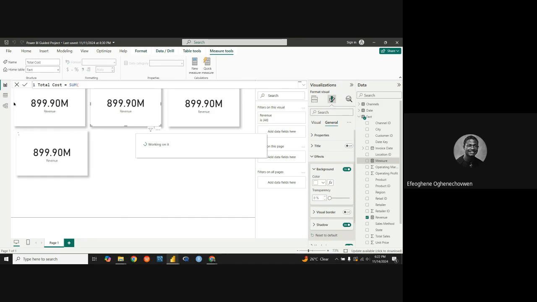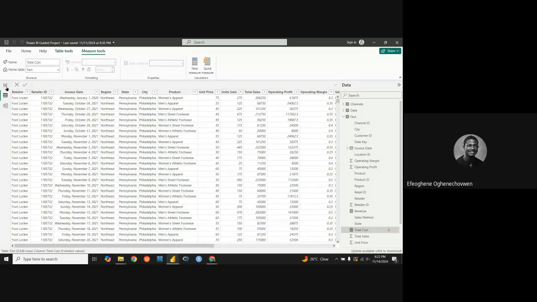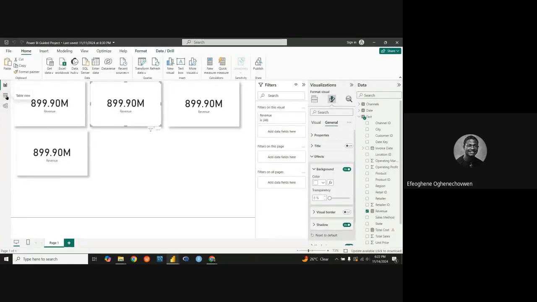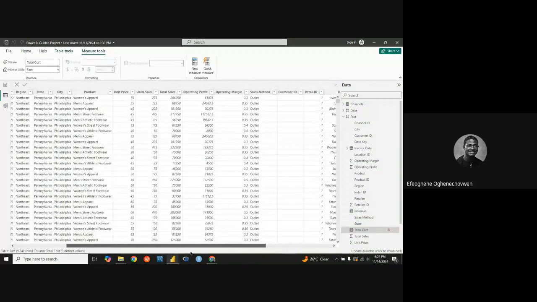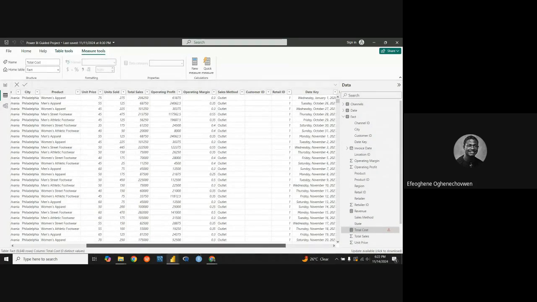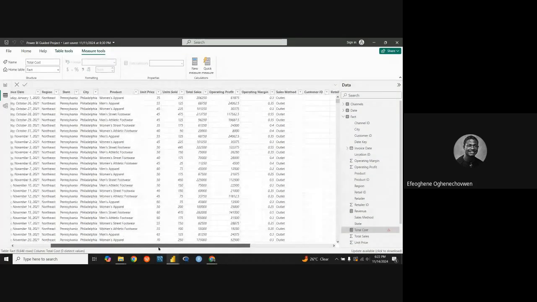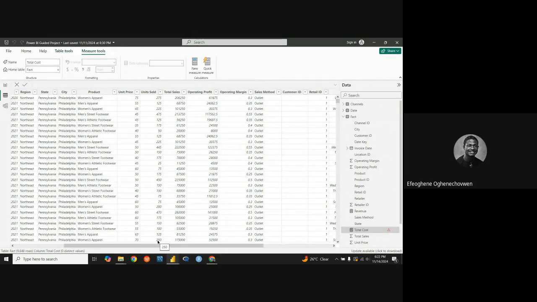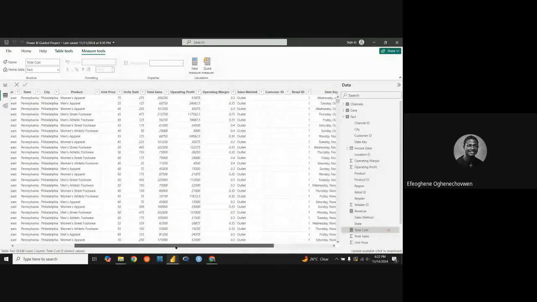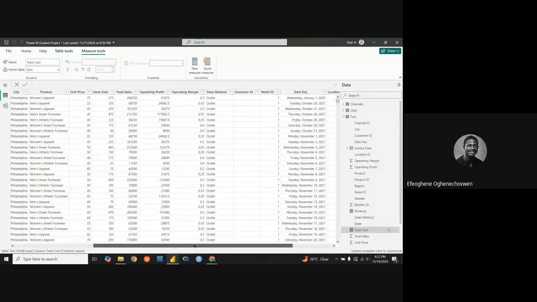So let's look at the data set together. Let's take a look at the fact table together and see if we have a cost. I wish maybe everyone was on their file also. We don't have cost. How do we go about this?